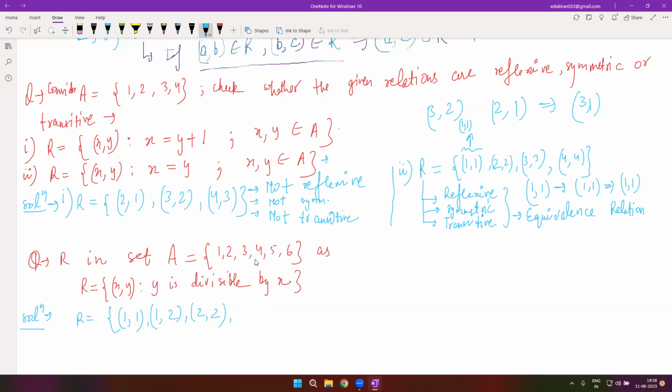Right? And in a similar fashion, you can find all the possible values. If you take y = 3, then (1, 3) or (3, 3), because 3 only divides 3 and 1 divides 3. Similarly, if you take y = 4, then x can be 1, 2 or 4.